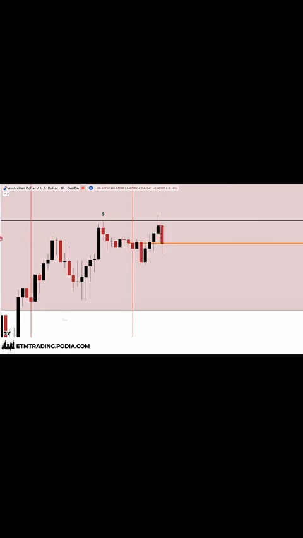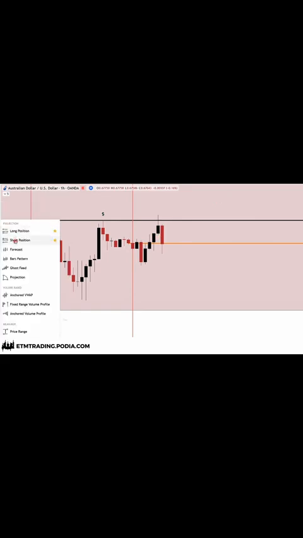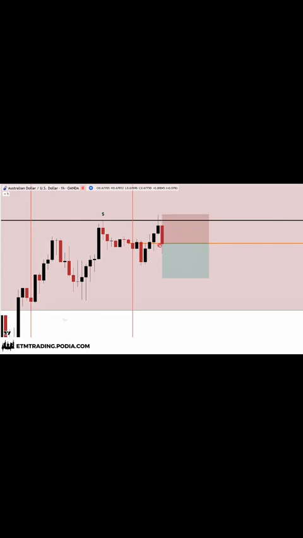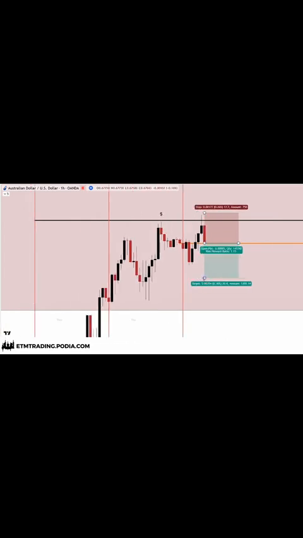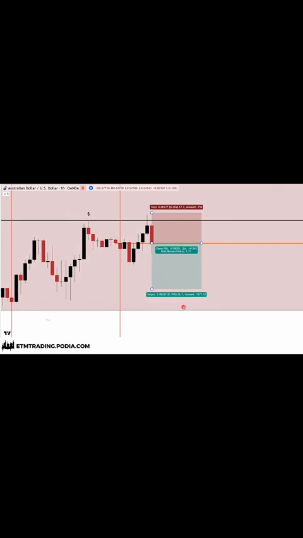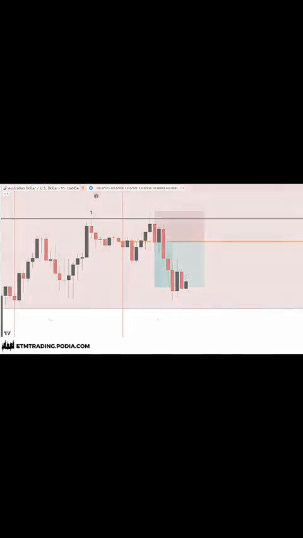Price swept the liquidity, and once price swept the liquidity, it came below our open. So this will be our stop loss. Our first take profit would be this extreme zone right here. Now, sure, this was a flip entry, but what happened here?